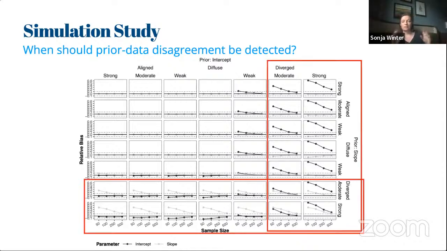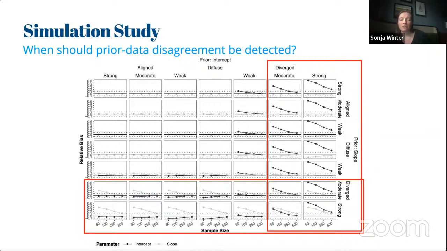So there's a lot of graphs here, but basically the 7 intercept priors are represented in the columns. The 7 slope priors are represented in the rows. And within each plot, we have the sample sizes on the x-axis, with each parameter represented by a line. The black line is the intercept mean and the gray line is the slope mean. And basically we see that for the 2 diverged and moderately or strongly informative prior conditions, this is where we see meaningful relative bias. And with meaningful, I mean larger than 10% change in parameter estimate on average.